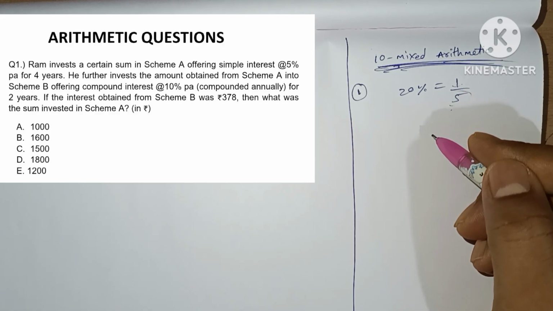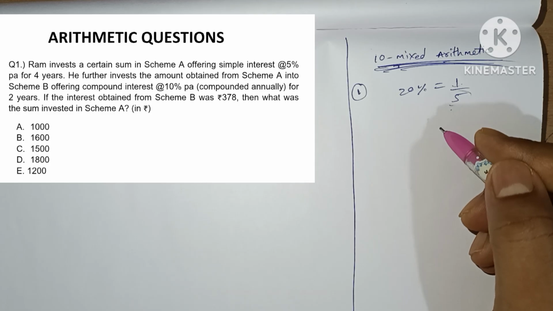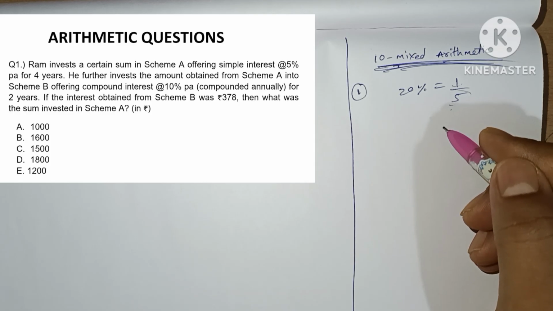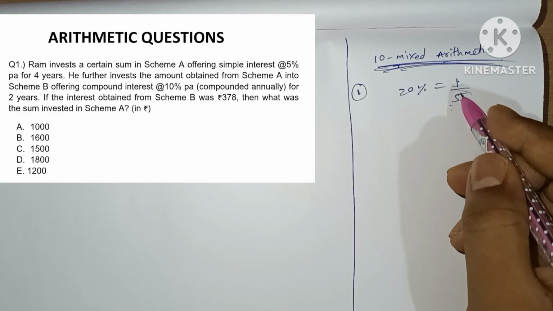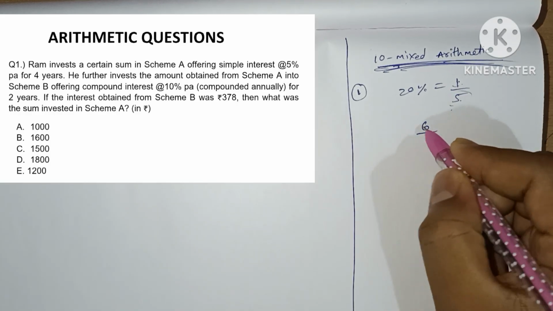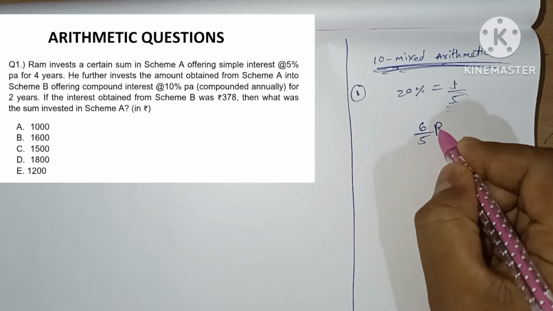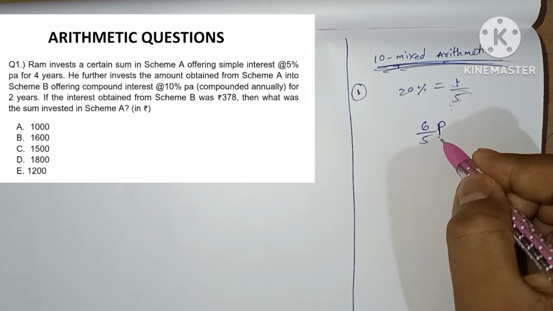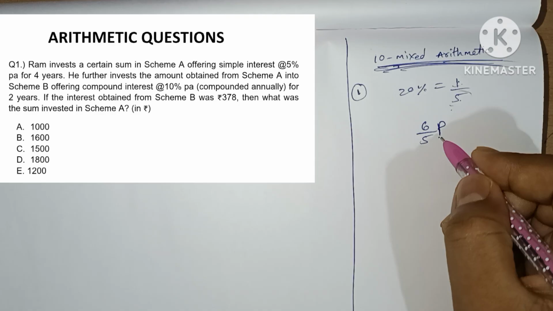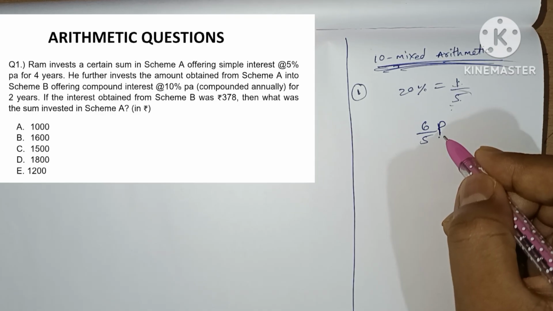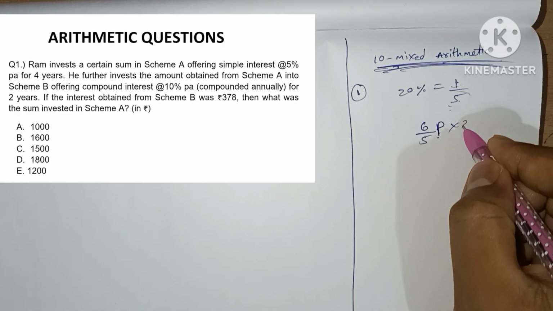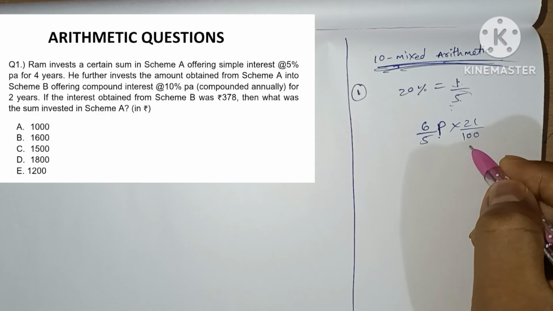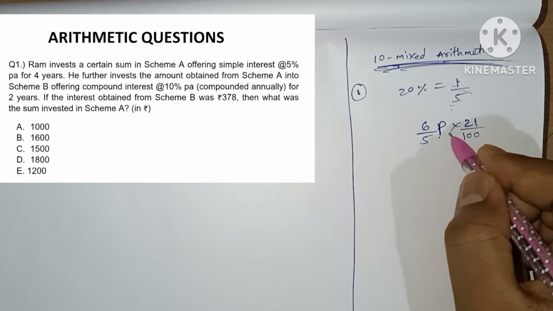He further invests the amount obtained. Remember, this is the amount obtained. So the amount is initially 5 parts, and now he gets plus 1, which will be 6 parts. 6 by 5 is the total principal at present. This principal is invested into scheme B offering compound interest at 10% per annum for 2 years. 10% per annum for 2 years means it will be 21%. So 21% of this total amount.